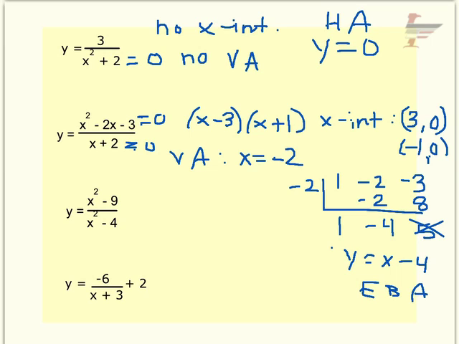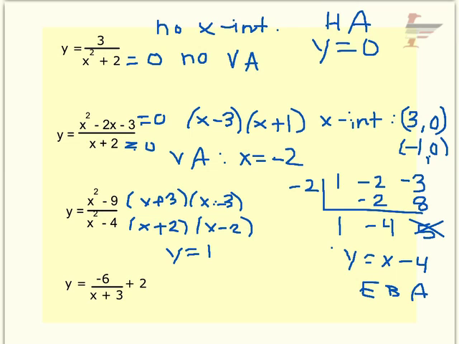Alright, then I'll go through the last one quickly. Of course, if you solve your numerator, you're going to get 3 and negative 3, because it factors down to x plus 3 and x minus 3. So x-intercepts at positive 3 and negative 3. If you solve your denominator, that factors to x plus 2, x minus 2. So you're going to have vertical asymptotes at 2 and negative 2. And then the degrees are the same, so if you divide out the leading coefficients, 1 divided by 1, which is 1, will be your horizontal asymptote.